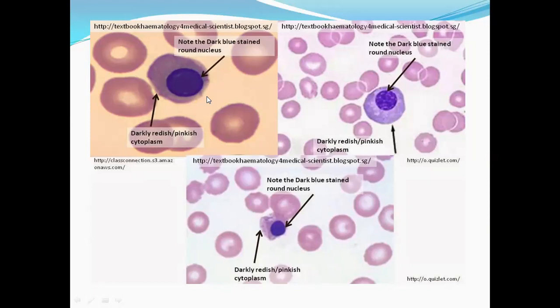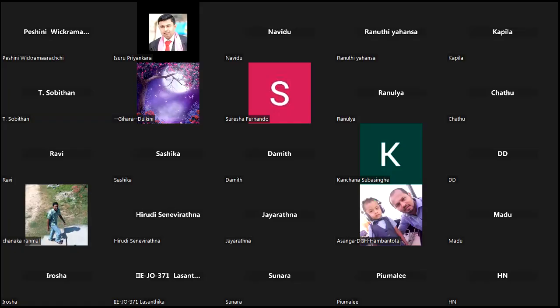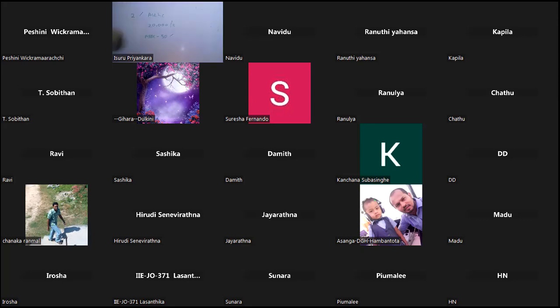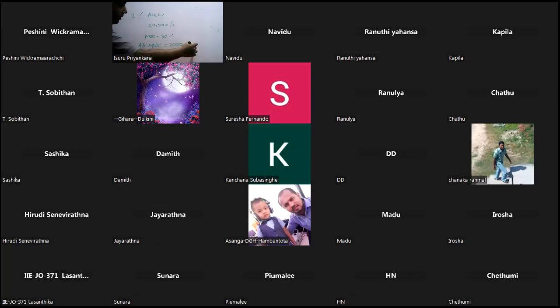Then how do you do the correction? You find out the absolute NRBC count. How do you find the absolute NRBC count? Now, your total white blood cell count is 20,000, and the NRBC count is 50%. Then the absolute NRBC count is equal to 20,000 into 50%, which is 10,000. Your absolute NRBC count is 10,000.